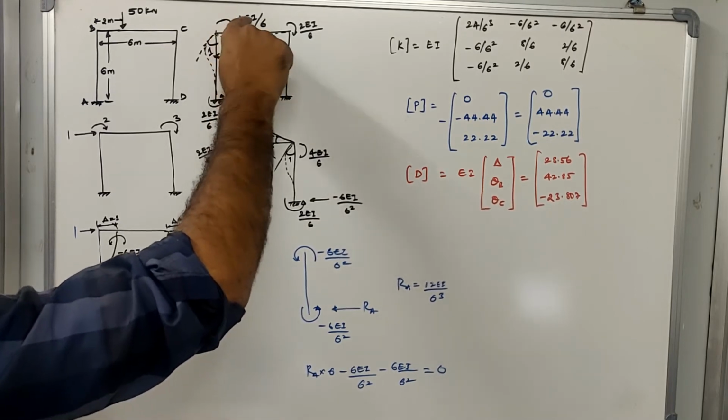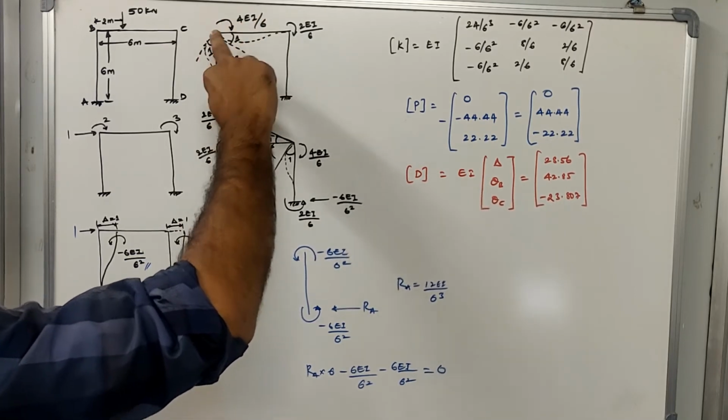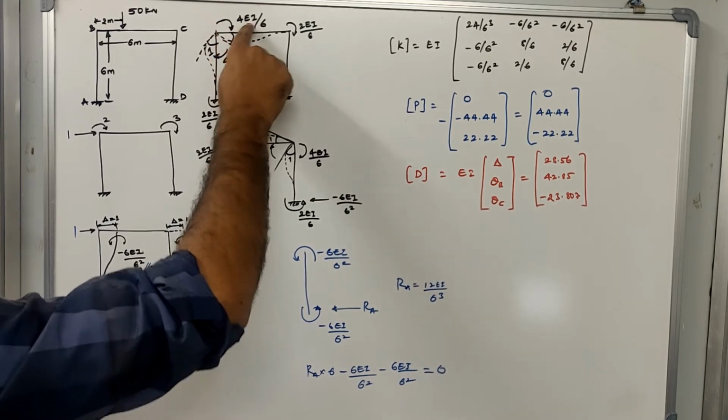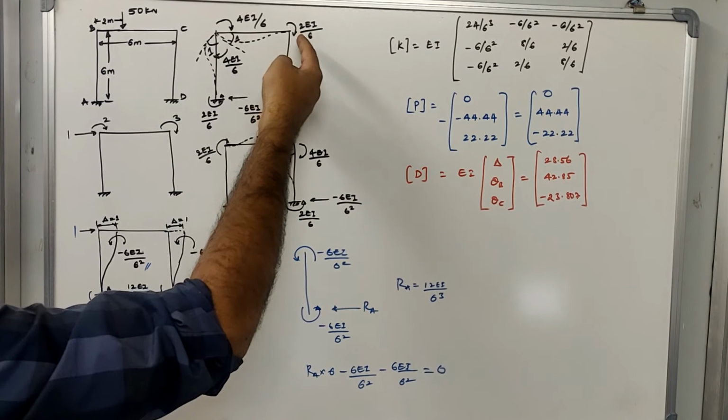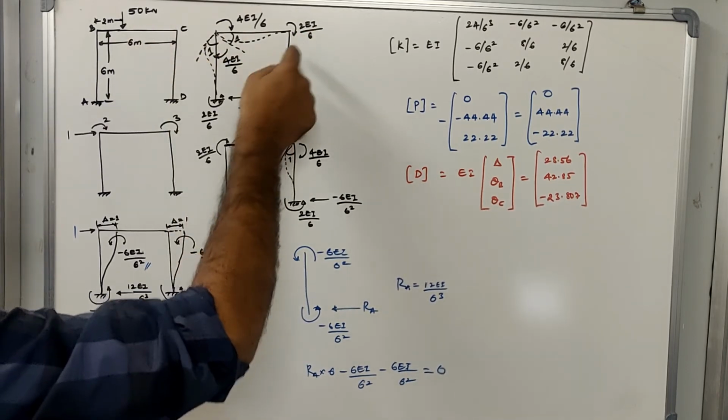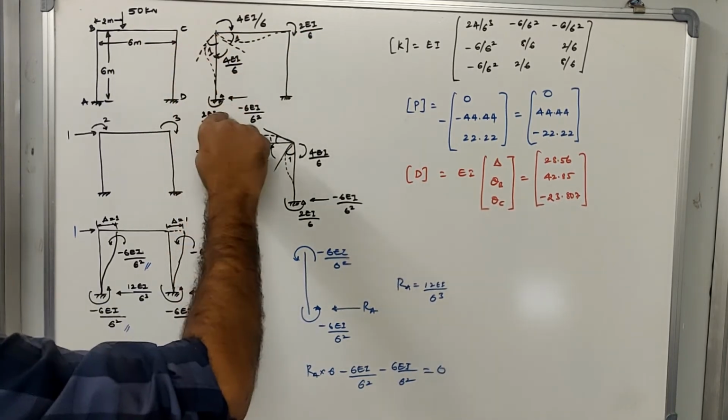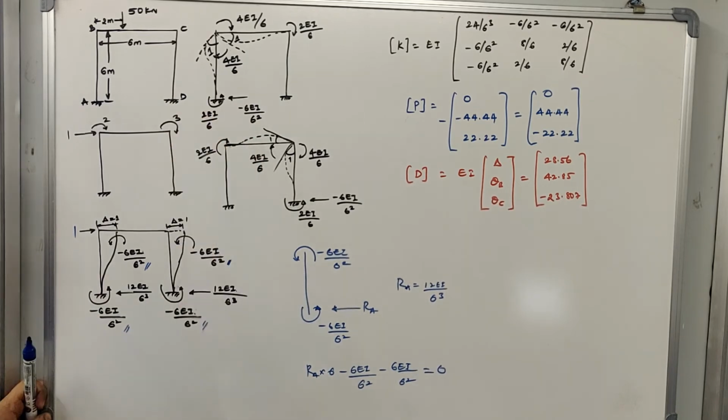If I am applying the unit rotation at this point, so this is the unit rotation that is created. Because of that, the moment that will be generated in BC and BA will be 4 EI by 6 and 4 EI by 6. Now similarly you can carry over to the other side, which is CB. It will be 2 EI by 6, and the same will be carried over to this side. It will be equal to 2 EI by 6.